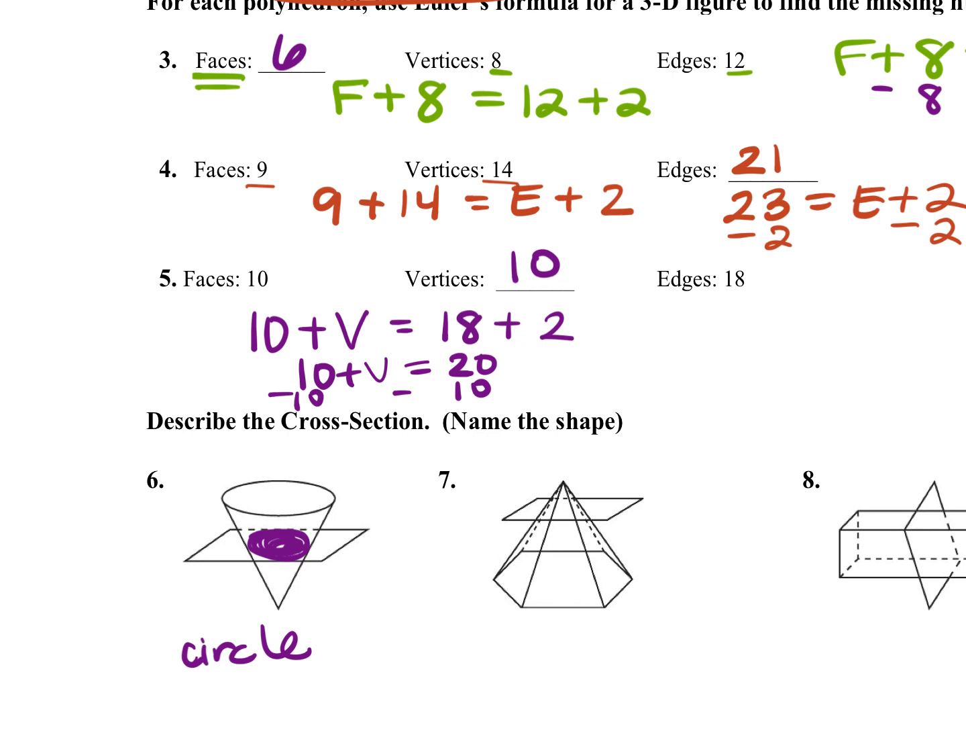So this one, what shape is your base on this number 7? It's a hexagon. There's 6 sides. So if you cut through horizontally on that, what would it be? A hexagon. What if you went through vertically on that? It would be a triangle. Right, vertical would be a triangle. Okay, what would vertical be on the cone? A triangle, right? If you go through vertically, you'd get a triangle.